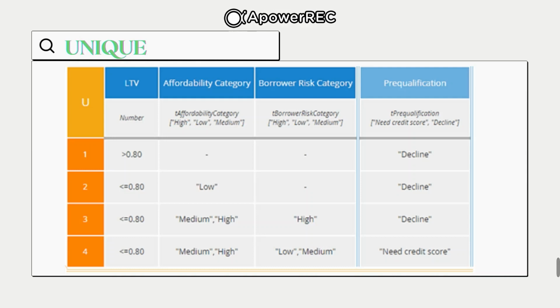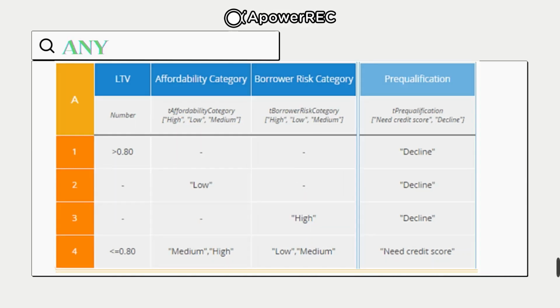A similar business case can also be modeled with the any hit policy, which is shown here in this decision table diagram. This decision table diagram has an advantage that it is simpler to construct. Also, it isolates each reason for declining the loan in a separate rule. A loan application with LTV greater than 80%, low affordability, and high borrower risk will actually match all three of these rules, but they all have the same output value, decline.